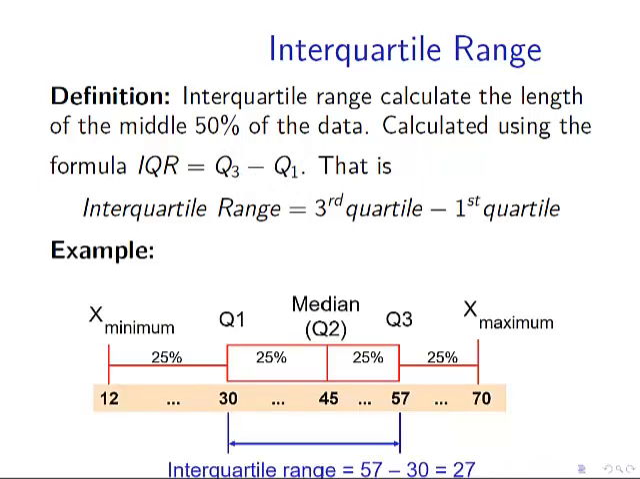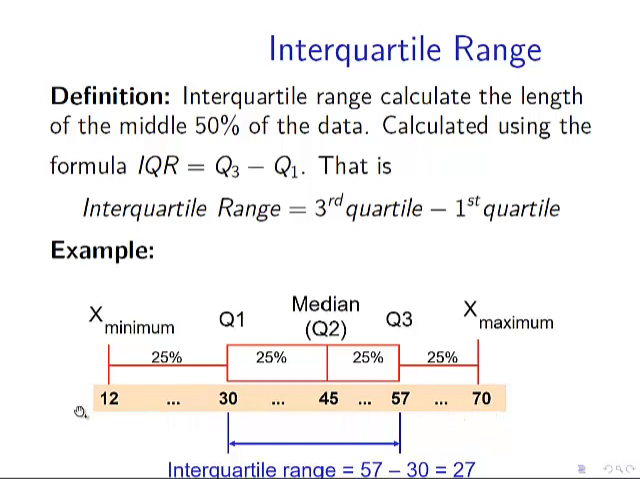Here is an example about interquartile range. Suppose that we have data which you cannot see here, but it's already calculated that the minimum number in this data is 12, maximum is 70. First quartile is 30, second quartile and the median equal 45, and the third quartile is 57. By the definition, interquartile range equals 57 minus 30, 27. And what is range? Range is 70 minus 12, which gives you 58.